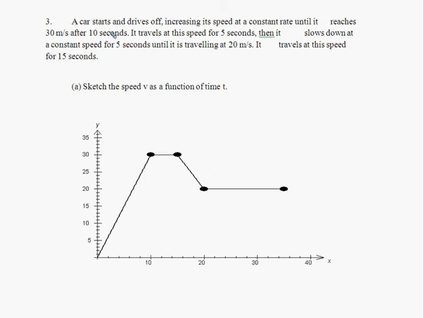So in question 3, you've got a car that drives off at a constant rate. These are all constants, and it reaches 30 meters per second, travels at that speed for 5 seconds, then slows down at a constant rate for 5 seconds until it's traveling at 20, and then it travels at that speed for 15 seconds. So there's the graph that describes that question.